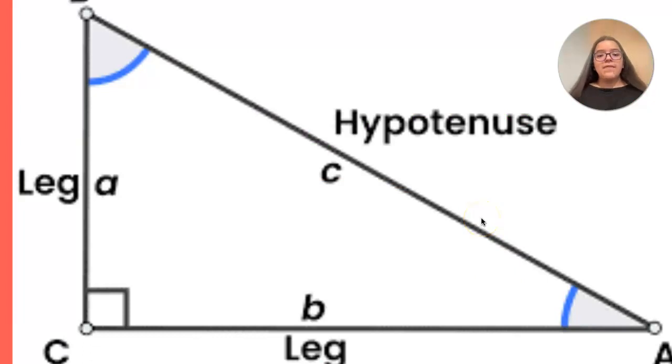On the screen, I have a diagram of a right triangle, and as you can see, the C in the Pythagorean theorem will always be the hypotenuse of the right triangle. A and B are known as the legs of the right triangle. So if you are given sides A and C, you'll be looking for side B. If you are given sides C and B, you will be looking for A. And then if you are given sides A and B, you will be looking for C.